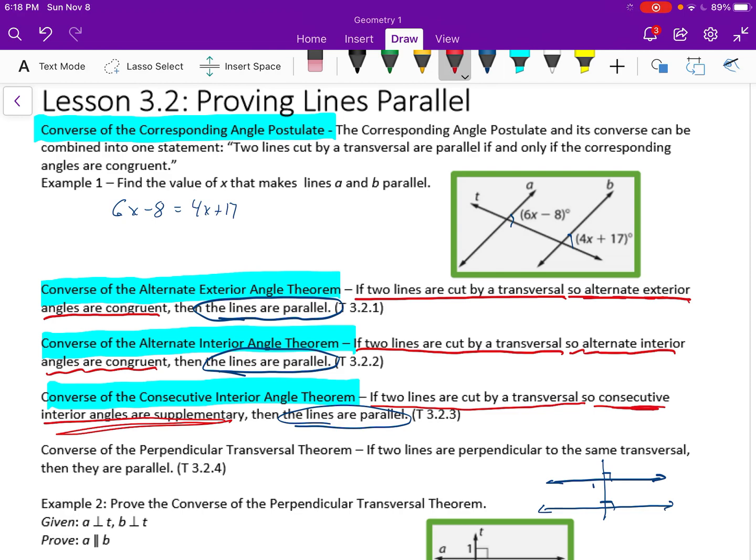And so you go ahead and solve these. We get 2x minus 8 equals 17. Add 8 to both sides. So 2x equals 25. And then divide both sides by 2.